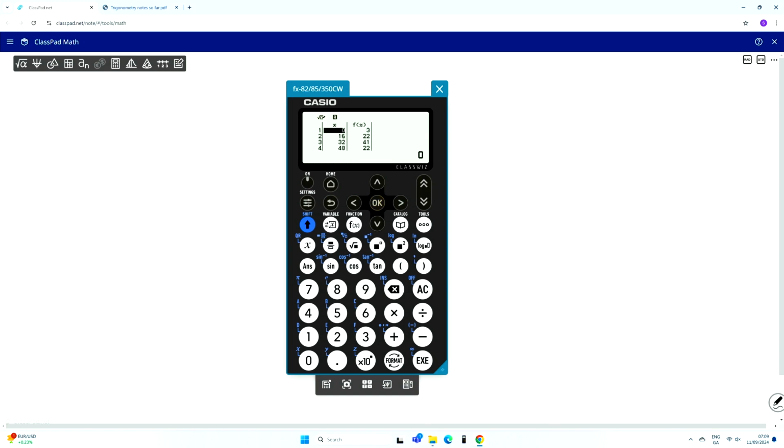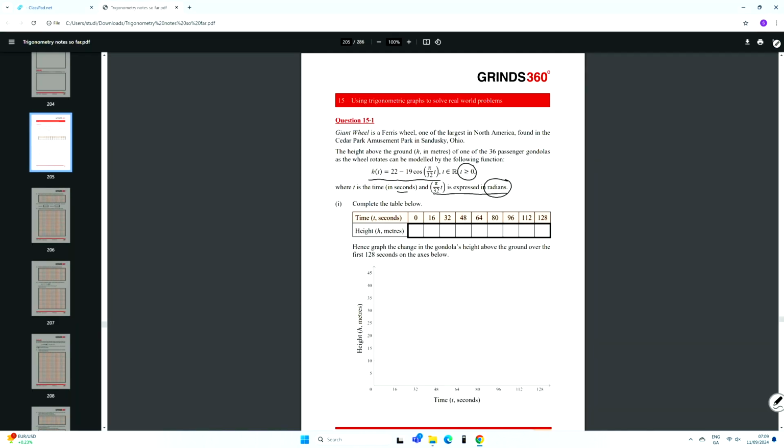And there's my table. So you can see going down the left-hand column here, there's all the numbers that are across the top of my table. 0, 16, 32, 48. And then here in the right-hand column, there's the answers. 3, 22, 41, and so on. So they're the numbers I just transfer into the table on my page. So at 0, it was 3. 16, it's 22. Then it's 41. Okay. Then it's back to 22. It's back to 3. Back to 22.